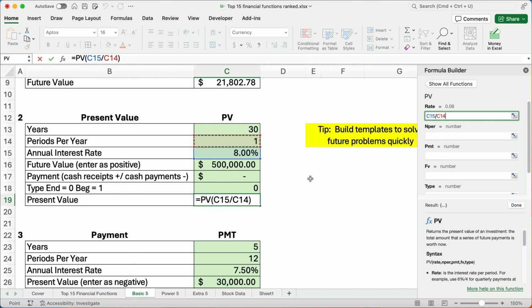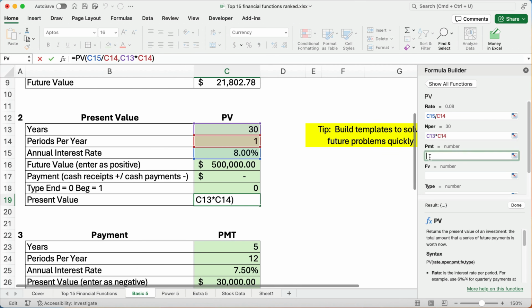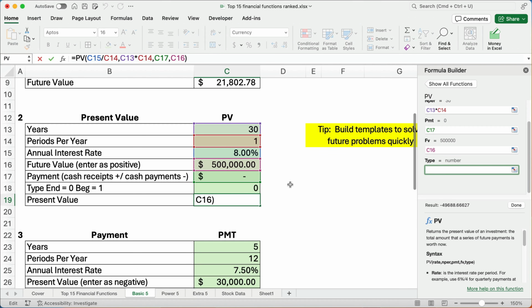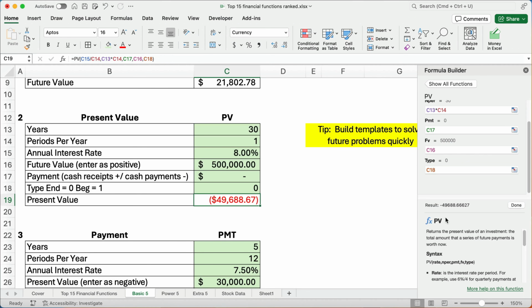Not going to be meaningful, but if we change this to semi-annual or monthly or whatever, it's going to make a difference. The number of periods is going to be 30 times the 1, so 30 total years. The payment is going to be that amount, which is 0 right now. The future value is going to be $500,000. The payments happen at the end of the period. And so we'll end up with $49,000.